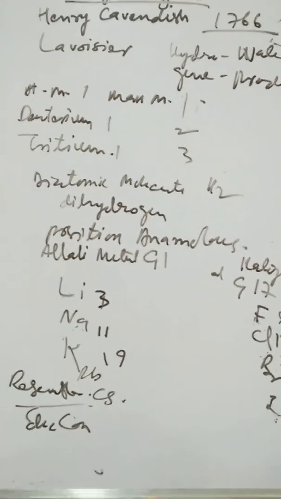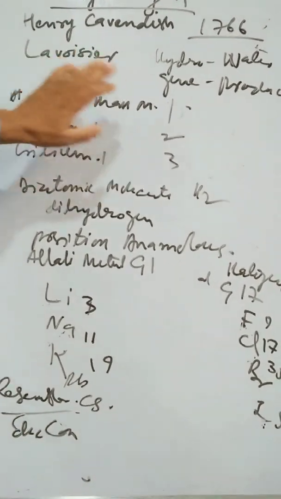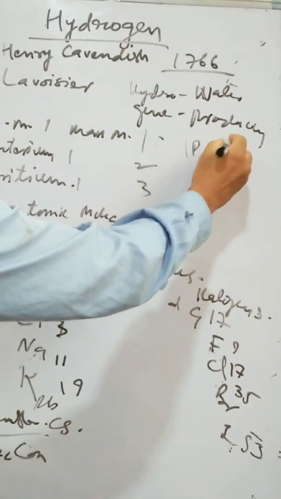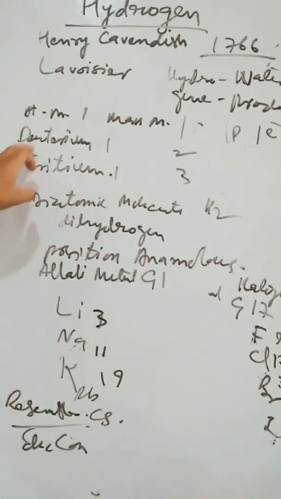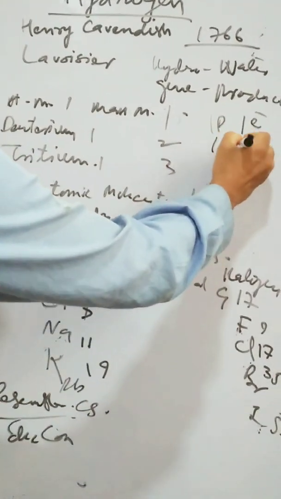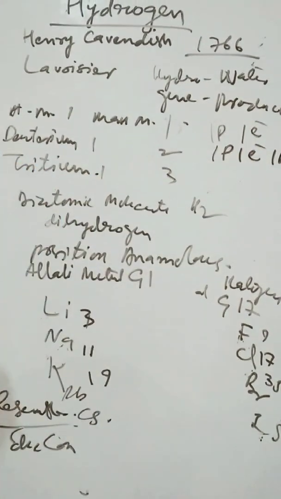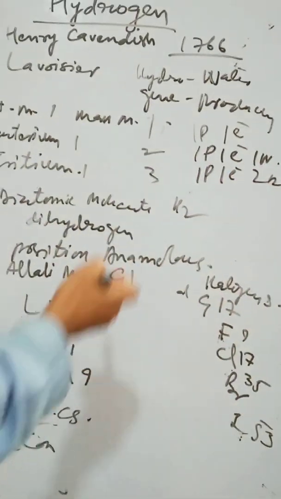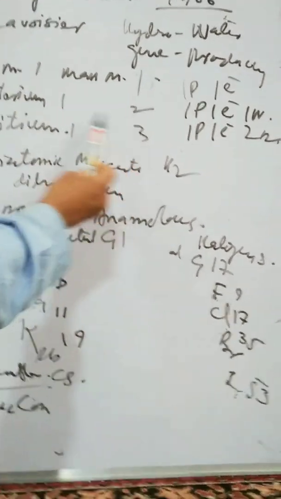Hydrogen is the first element of the periodic table. Its atomic number is 1 and its mass number is 1. That means it has one proton and one electron. Then it has two isotopes: deuterium, which has one proton, one electron and one neutron. Then we have tritium, which has one proton, one electron and two neutrons. So the mass number is 1 for hydrogen, 2 for deuterium and 3 for tritium, while their atomic number is 1.